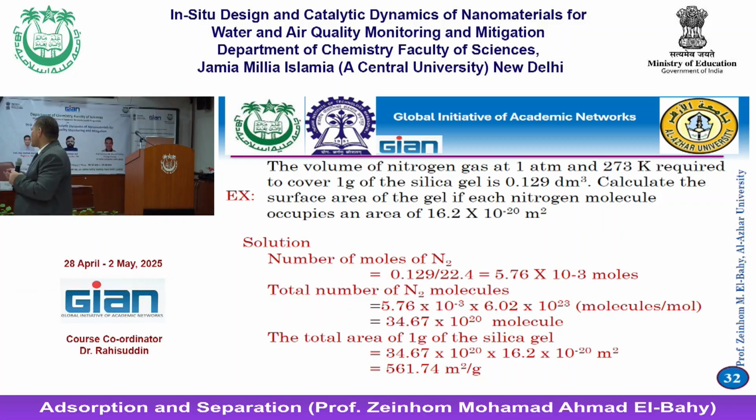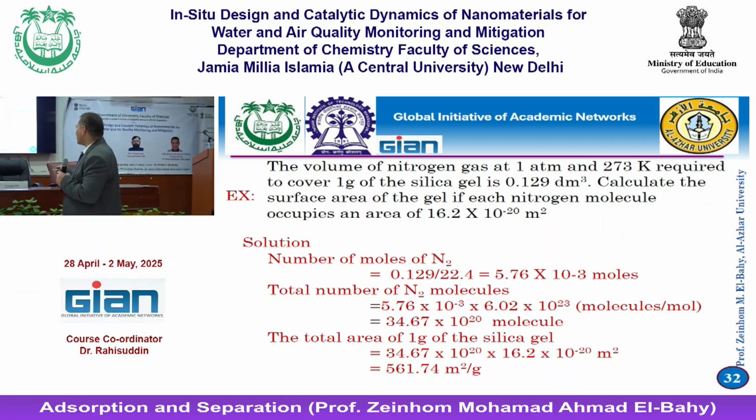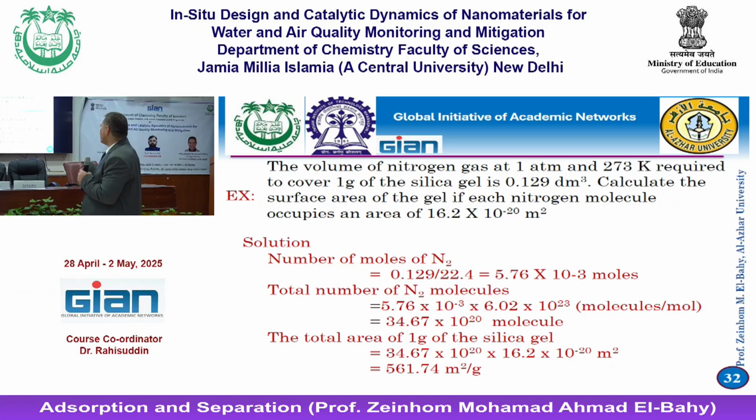It's very easy. You divide the volume over 22.4, which equals something in moles. Number of moles times Avogadro's number will give the number of molecules, and the number of molecules times 16.2, which is the surface covered by one molecule of nitrogen, will give the total surface area, as we can see.